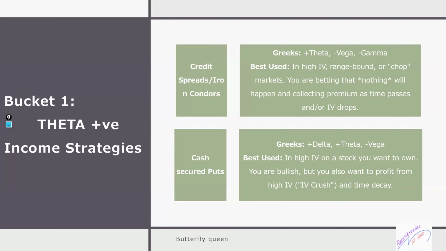Like today, I did an Oracle put credit spread. Oracle was at 324, right? And kept coming down. Now it's at 240. It filled the earnings, it filled the gap, right? I'm like, okay, it's done almost $100 pullback. Right? I went out 45 days out, sold some put spreads.